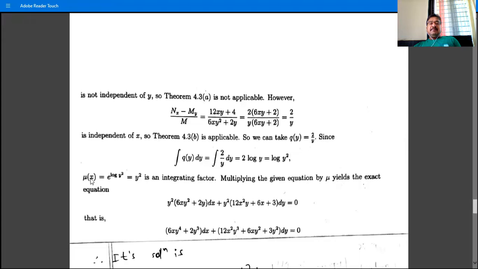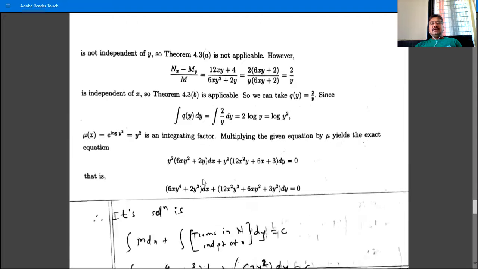The integrating factor is denoted by mu or mu x or any notation. It is not actually mu x, mu y, so don't write mu x or mu y as the notation. Write just I.F., the integrating factor, which is e raised to the integration of q(y) dy, that is e raised to log y square. The exponential function and logarithmic function are reciprocal inverses of each other, and therefore they get cancelled. And so we have y square as the integrating factor.